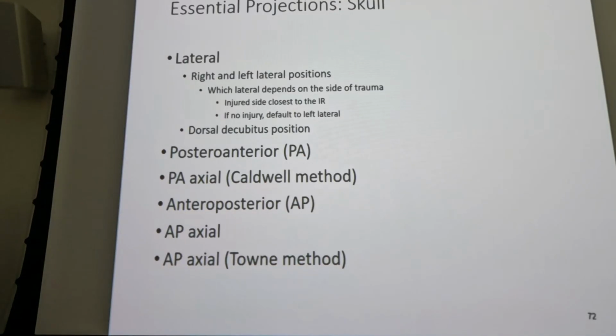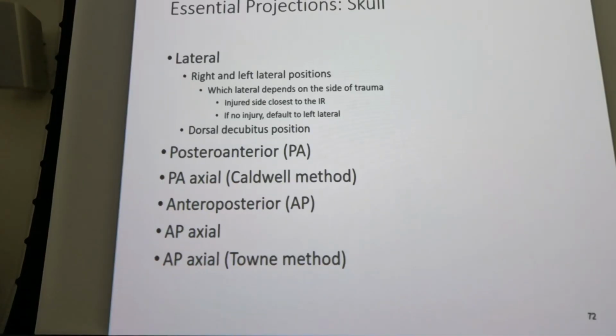So our lateral, it could be left lateral, it could be right lateral, it doesn't really matter. You prefer to put the side of injury closest to the image receptor so that you don't have loss of sharpness of recorded detail. Most of the time people are going to do left lateral. The only problem with putting the injured side closest to the image receptor is in a lot of cases the patient won't lay their head down flat to accomplish that, right? So consider that as well.